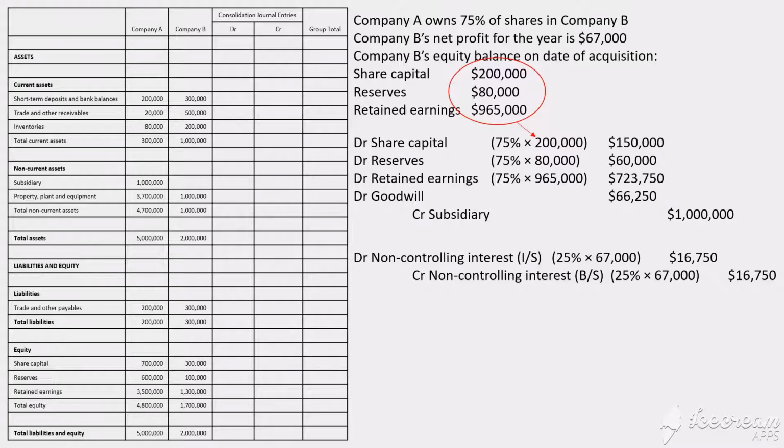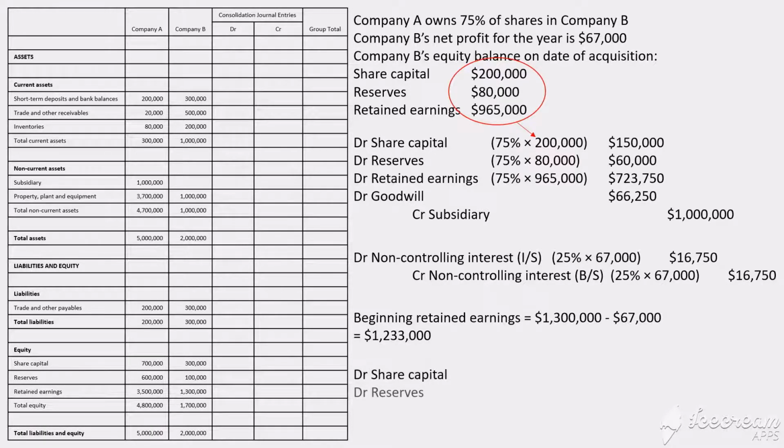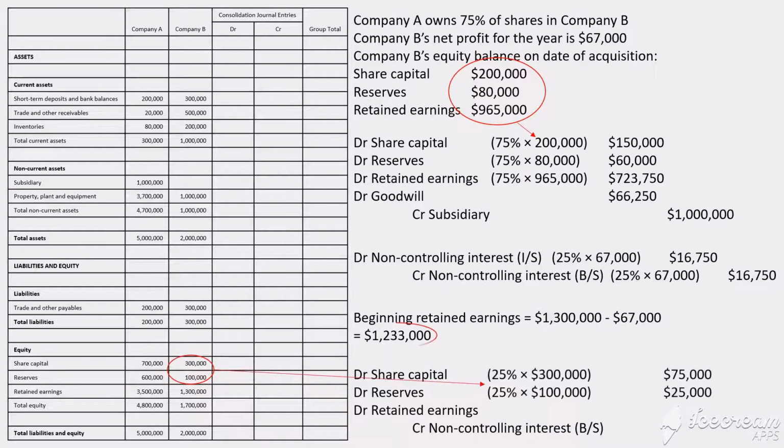Before we attribute the subsidiary's equity to the non-controlling interest, we must compute the retained earnings at the start of the year. Then we will debit share capital, debit reserves, debit retained earnings, and credit non-controlling interest. Which figure do we use? The current year figure, not the figure on the acquisition date.